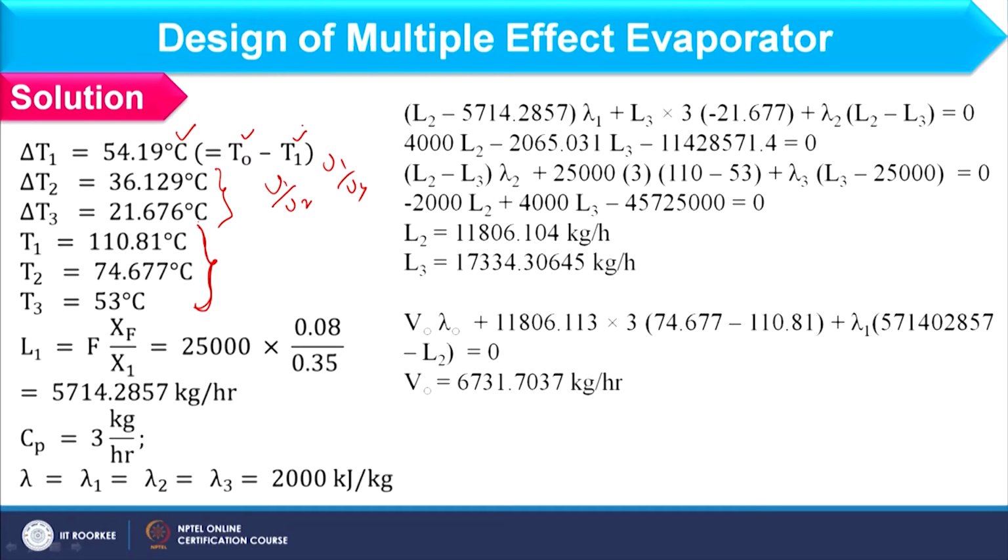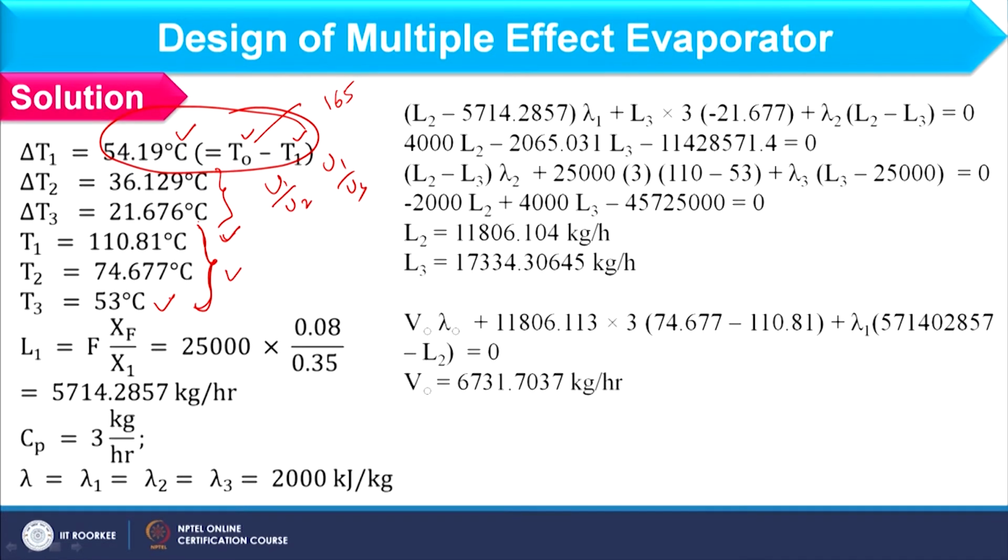So, T1 I can calculate using this equation where T naught is available at 165. Okay. So, considering this, T1 should come as 110.81, T2 74.677 degrees Celsius, and T3 will be 53.